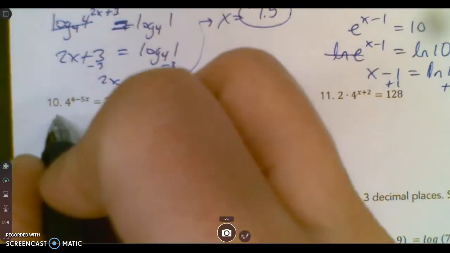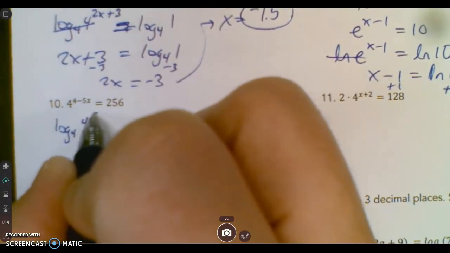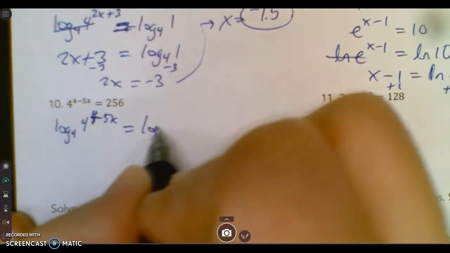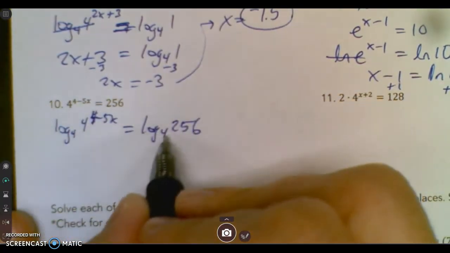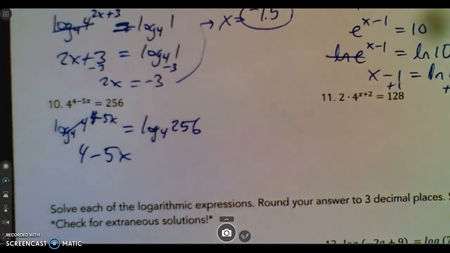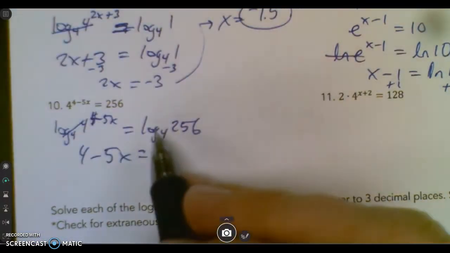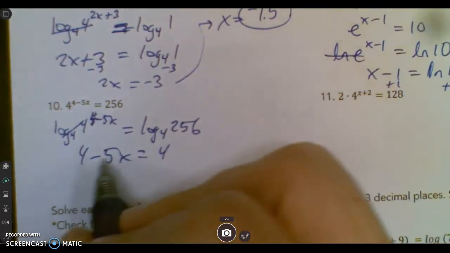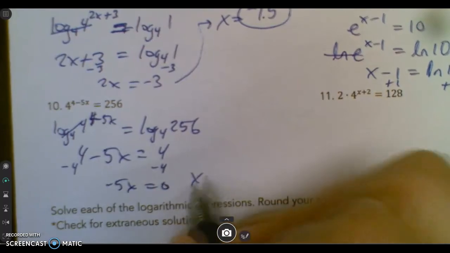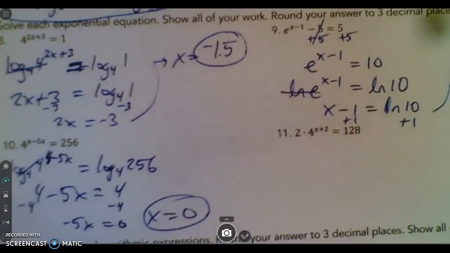We're getting there. This one, log base 4 both sides. 4 to the 4 minus 5x. And that'll actually turn into a nice answer, I think. I'm going to type that in and see. So if I type that in, you get a 4, because 4 to the 4th is 256. Now I'm 2 steps away, take away 4, and x is 0. You can always plug these in to check your answers, and you'll see if you're right or not.